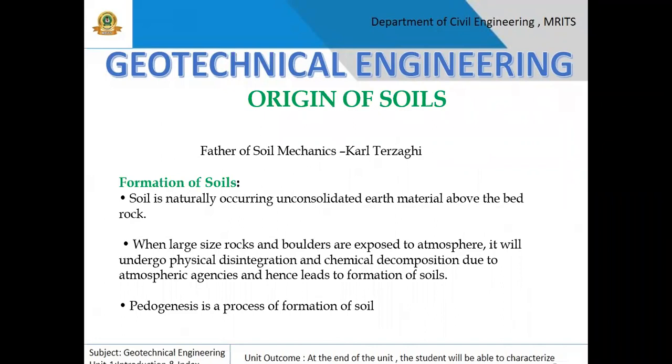Coming to the first part, that is the origin of soils. I think everybody knows, you remember, that's a basic thing. The father of soil mechanics is Karl Terzaghi. He is the one who contributed a lot in the field of soil mechanics, so he is called the father of soil mechanics.